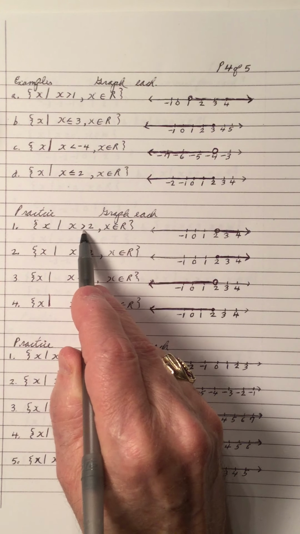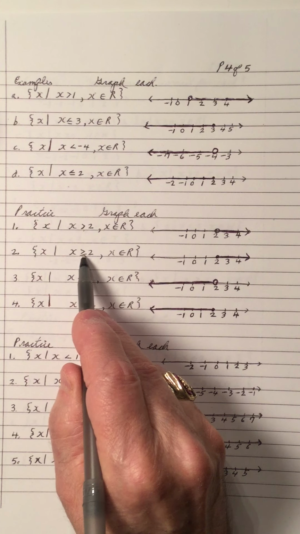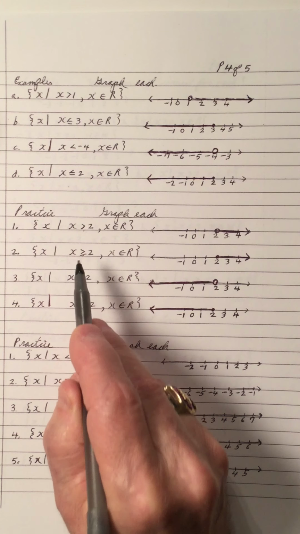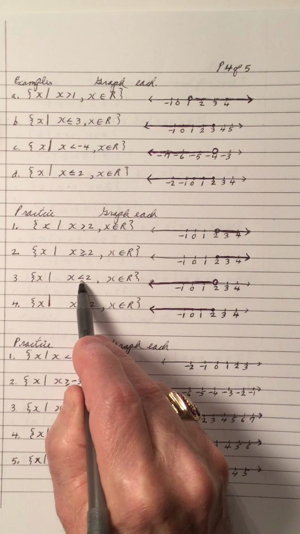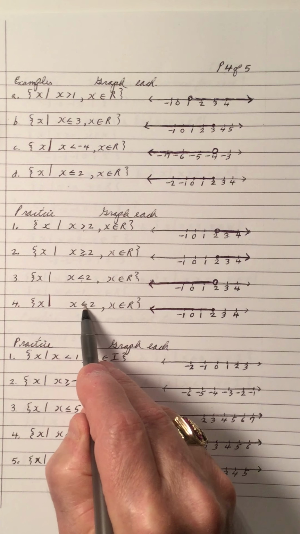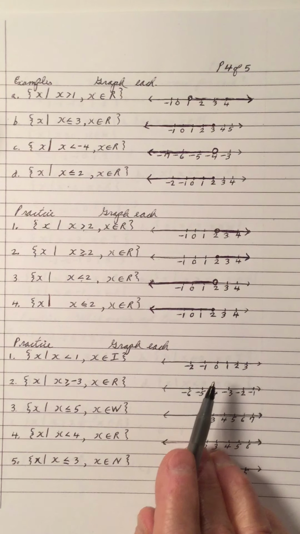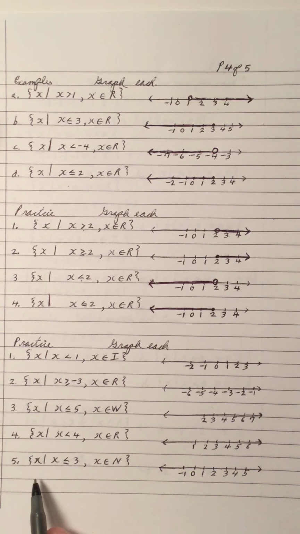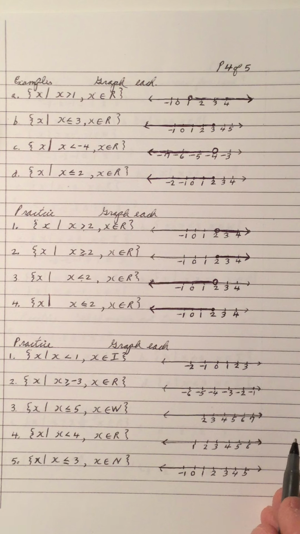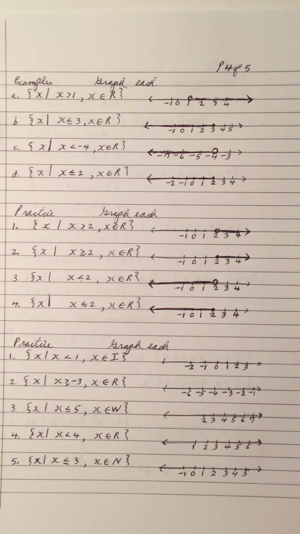So there's a hollow dot going to the right. This is a solid dot going to the right. This is a hollow dot going to the left. This is a solid dot because it's an equal sign going to the left. Practice means pause the video again and see if you can shade all 5 of these in correctly.